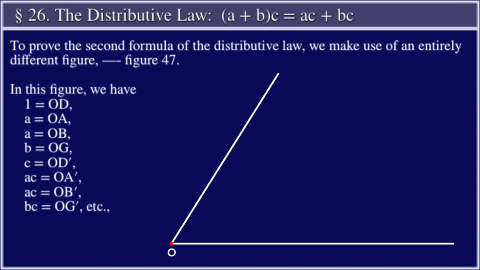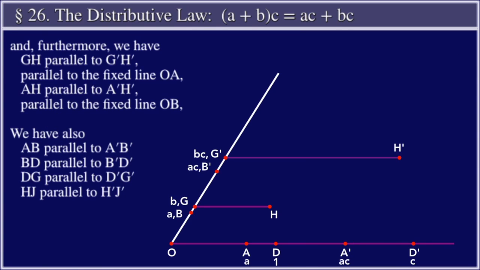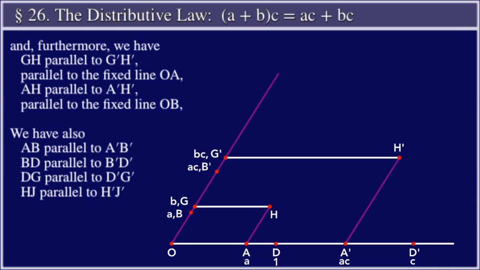To prove the second formula of the distributive law, we make use of an entirely different figure, figure 47. In this figure, we have 1 equals OD, a equals OA, a equals OB, b equals OG, c equals OD', ac equals OA', ac equals OB', bc equals OG', etc. And furthermore, we have GH parallel to G'H', parallel to the fixed line OA; GH parallel to A'H', parallel to the fixed line OB.